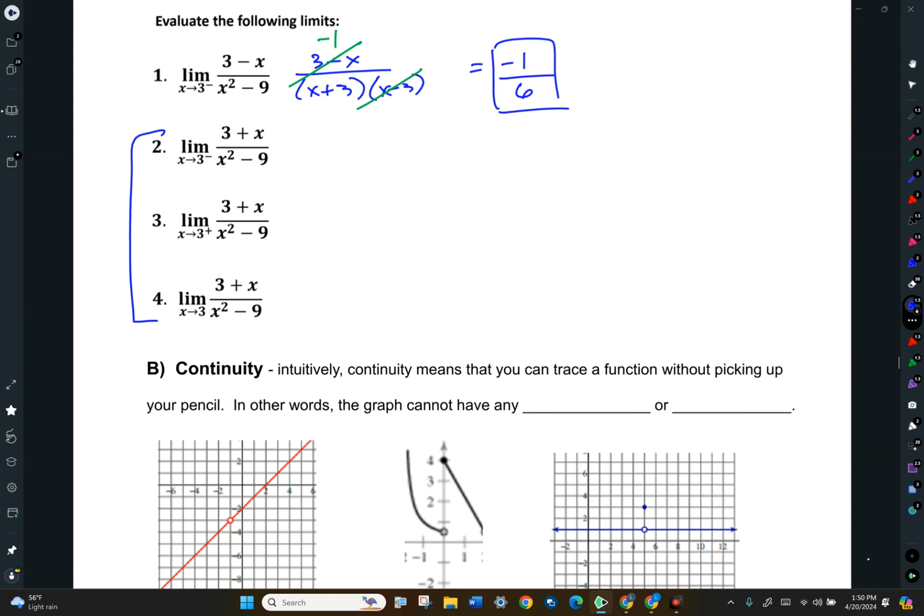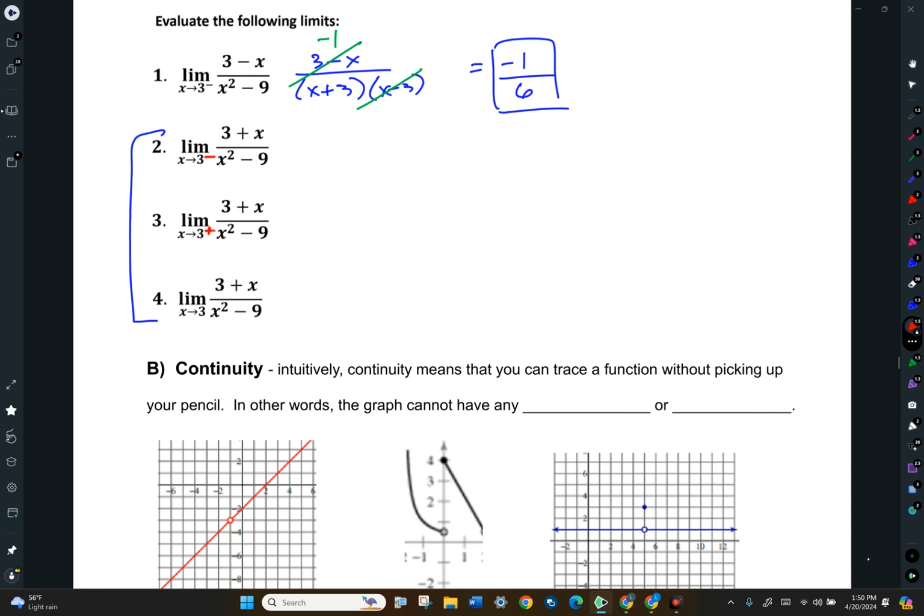Look at number 2, 3, and 4. So they all have the same function. Notice the difference here is that the first one says from the left, the next one says from the right, and the last one just says x approaches 3. All right, so I start off trying to substitute. If I get an answer, like if I can substitute and factor and get an answer like I did on number 1, then all of these, 2, 3, and 4, are going to have the same answer. So let's see what happens.